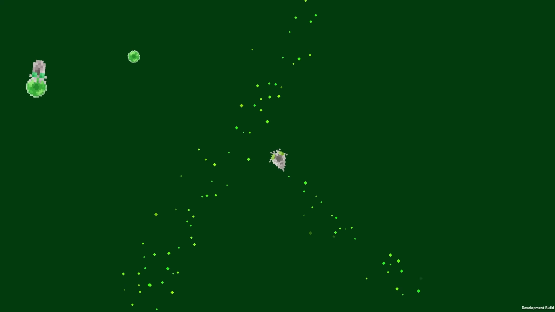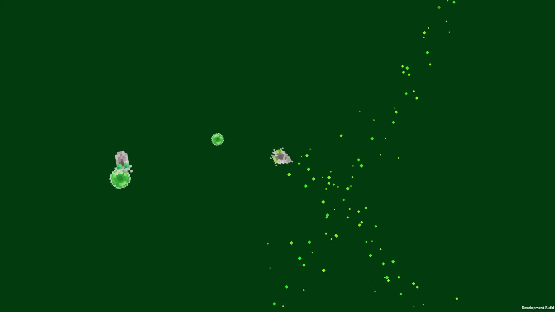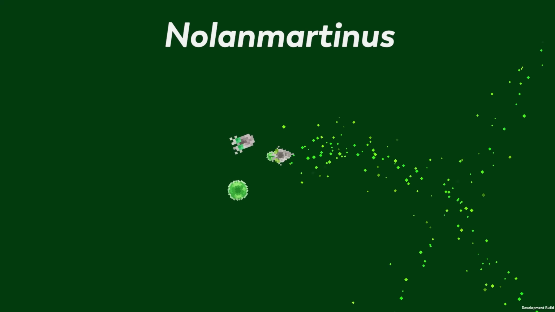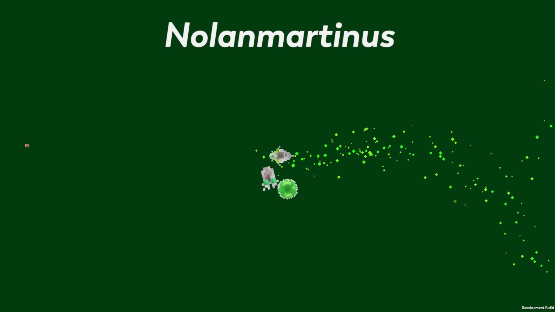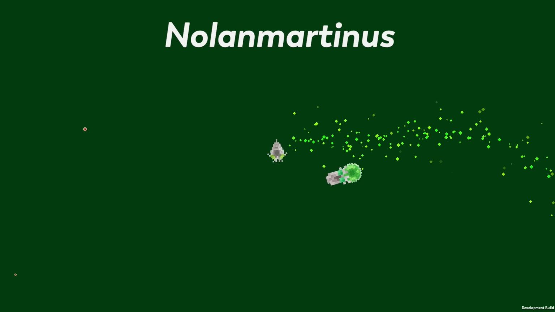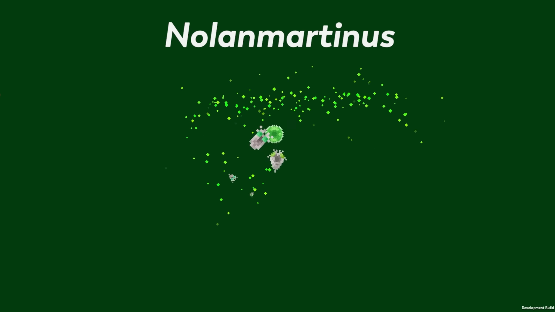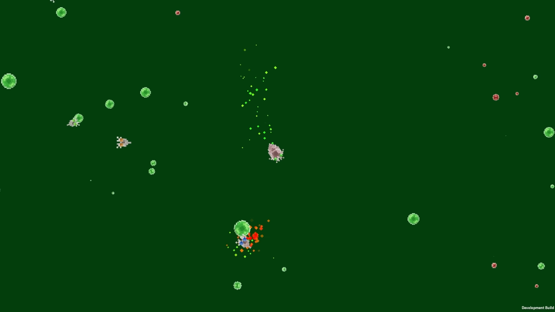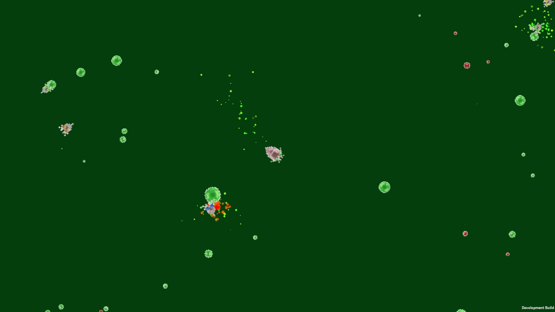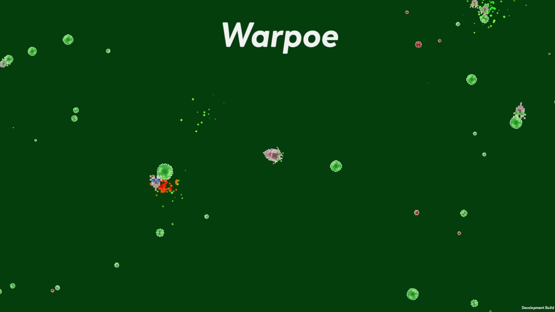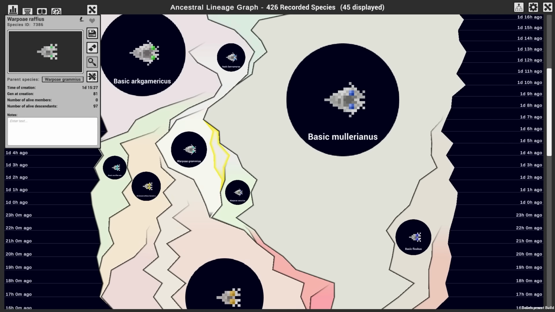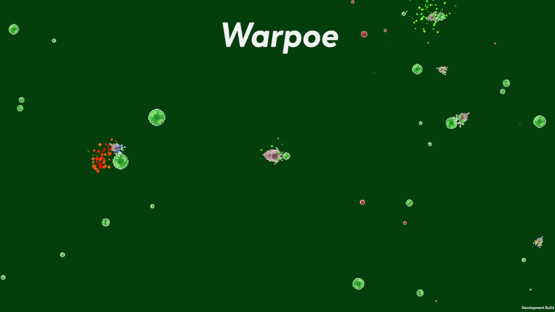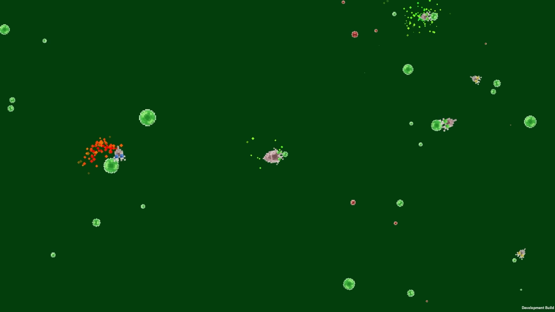Over the next 10 to 15 hours, a new prominent lineage emerged, Nolan martinus, that started using green pheromones for all kinds of important behaviors, like regulating their egg production, their growth, and so on. In an oddly synchronized event, Nolan martinus and Warpoe, another descendant lineage of Archgamericus, got contrasting mutations that would bring the red into this story.